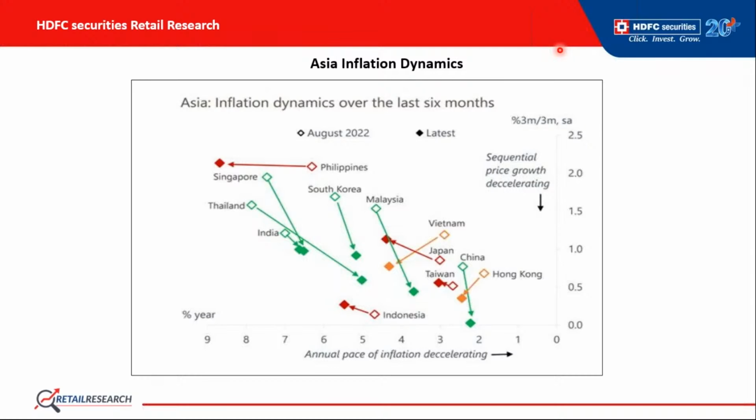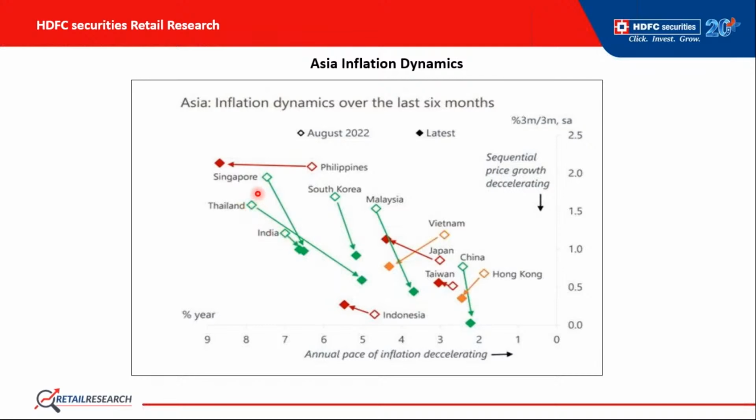Now it is time to see the last 6 months' dynamics as far as Asian countries' inflation is concerned. Moving to the India side, we have seen a slight decline in inflation. We were somewhere around 7% inflation, and now we are somewhere around 6%. So we have seen about a half a percent decrease in inflation.